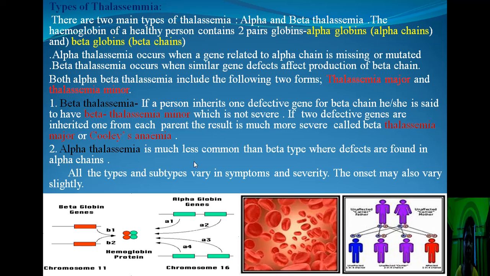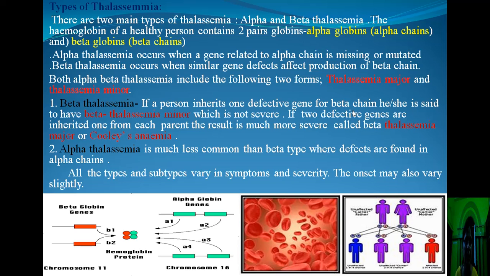First, coming to beta thalassemia. If a person inherits one defective gene for the beta chain, he or she is said to have beta thalassemia minor, which is not severe. If two defective genes are present, inherited one from each parent, the result is much more severe, called beta thalassemia major. That is also called Cooley's anemia. In that case, both the beta genes are defective in the organism. That is called beta thalassemia major.